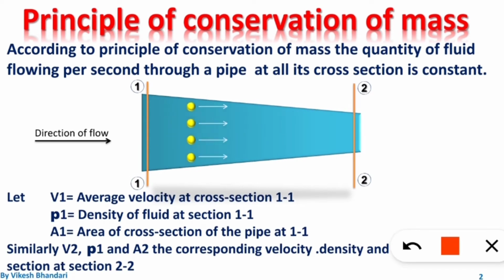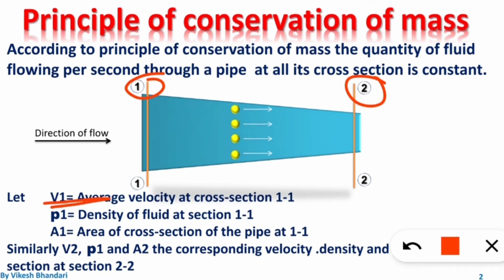That I am going to divide the section of the pipe as 1 and 2. 1 and 2, it is an entry and it is an exit. Okay, here I am going to consider the pipe has a different cross section at entry as well as exit. Okay, let v1 be the average velocity at section 1.